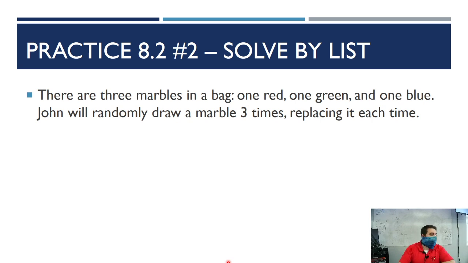So we have 1 red, 1 green, and 1 blue, so let's get this going. We're told to make an exhaustive list. We have red, green, and blue. Let's start out with red. The way this goes is you pick the first choice, and then you choose all possibilities within that choice. So let's say, what happens if I get red, red, and red? Red 3 times in a row.